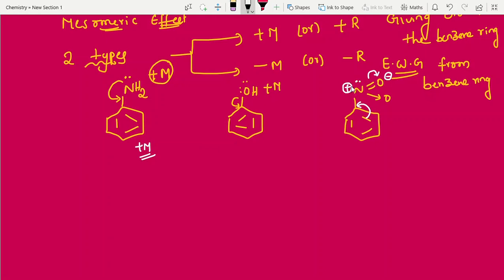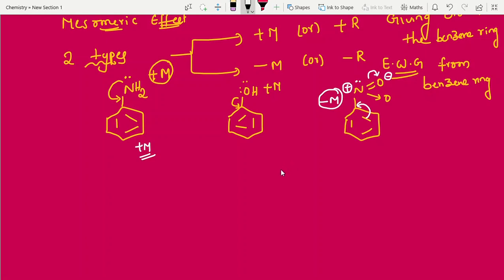The positive charge, directly attached to the benzene ring, makes the element electron deficient, right? Electron deficient means it will take electrons. Taking electrons means, what do we call this group? Taking electrons means minus M group. That's it, students. Minus M group. Clear my point? So like that we have plus M groups and minus M groups.